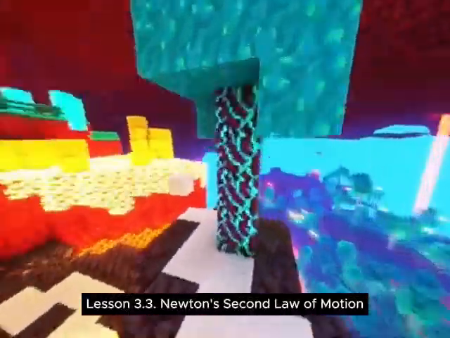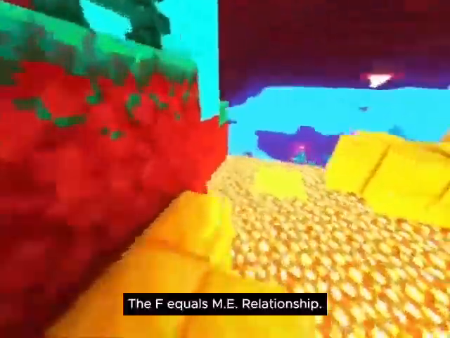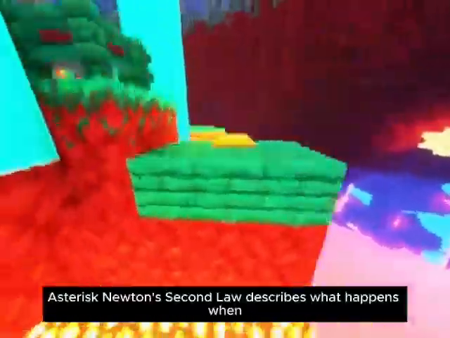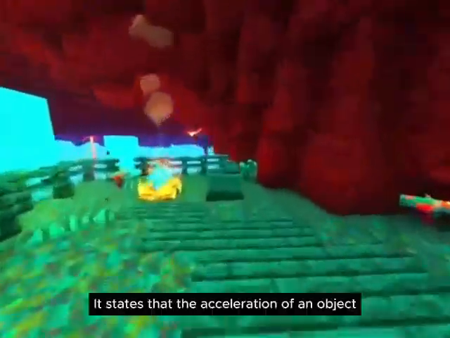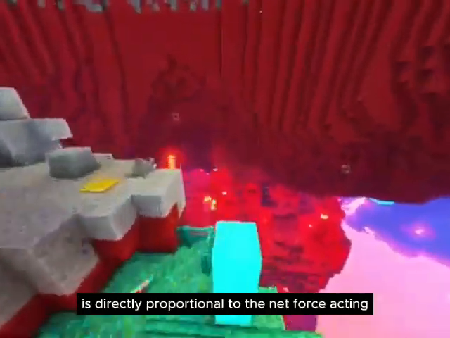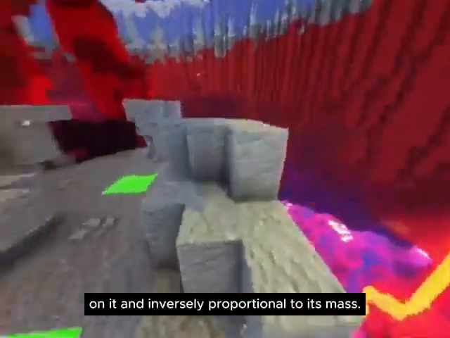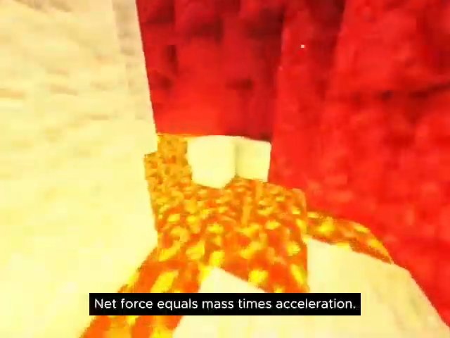Lesson 3.3, Newton's second law of motion. Summary 1. The F equals ma relationship. Newton's second law describes what happens when the net force on an object is not zero. It states that the acceleration of an object is directly proportional to the net force acting on it and inversely proportional to its mass. This is expressed by the famous equation, net force equals mass times acceleration.